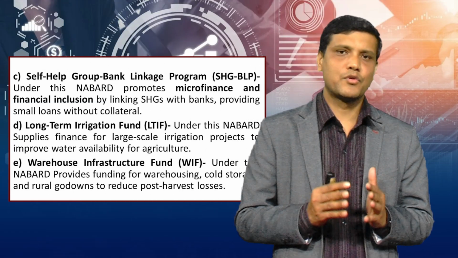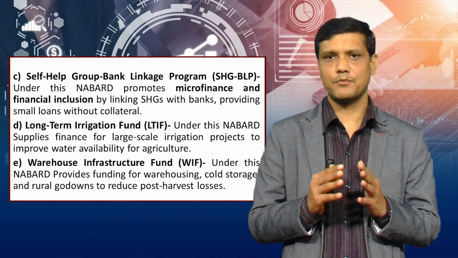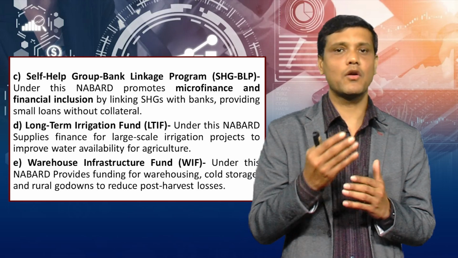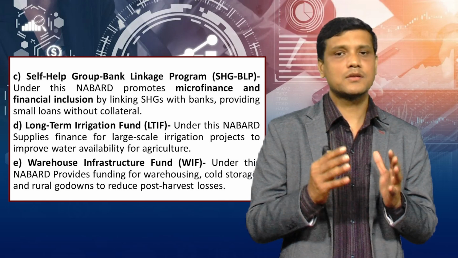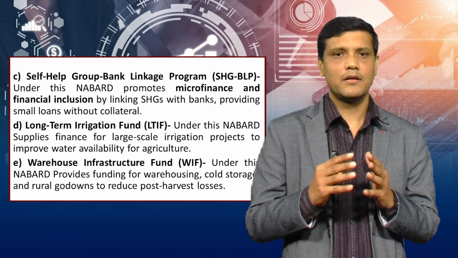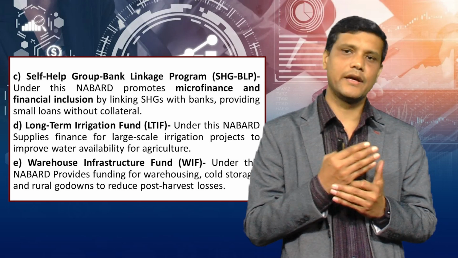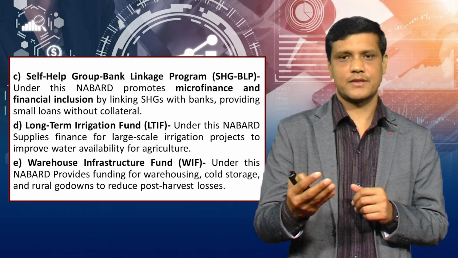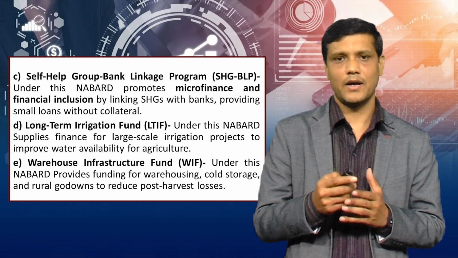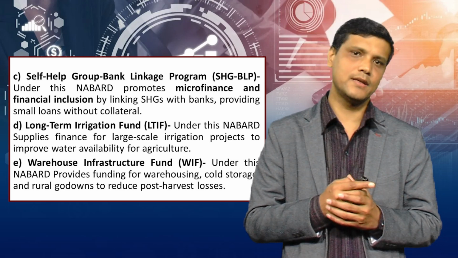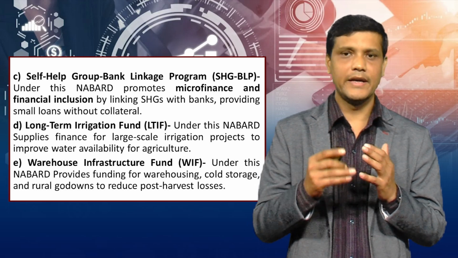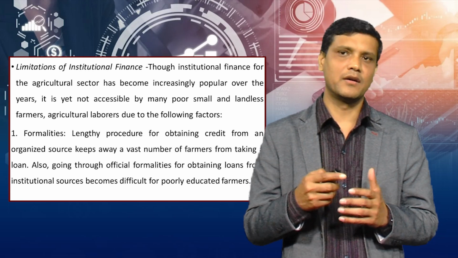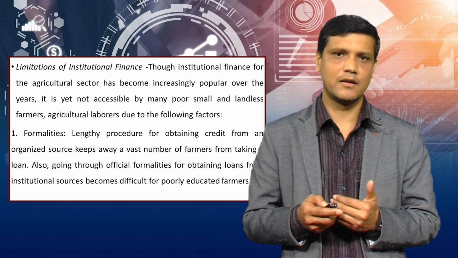The next one is the Self-Help Group Bank Linkage Program. Under this scheme, NABARD promotes microfinance and financial inclusion by linking SHGs with banks, providing small loans without collateral. Then, the Long-Term Irrigation Fund. Under this scheme, NABARD supplies finance for large-scale irrigation projects to improve water availability for agriculture. Next, the Warehouse Infrastructure Fund. Under this, NABARD provides funding for warehousing, cold storage and rural godowns to reduce post-harvest losses. So these are some schemes or funds which NABARD facilitates for promotion of agriculture and rural areas.